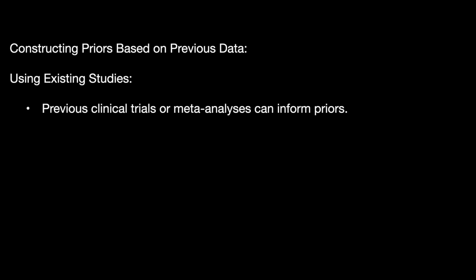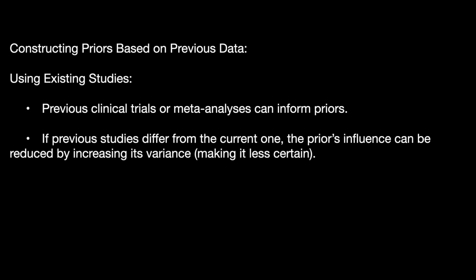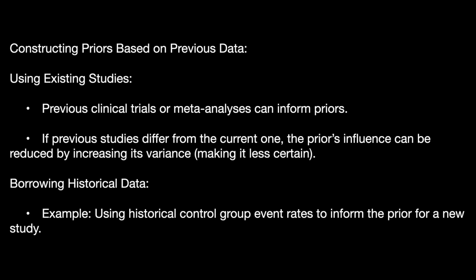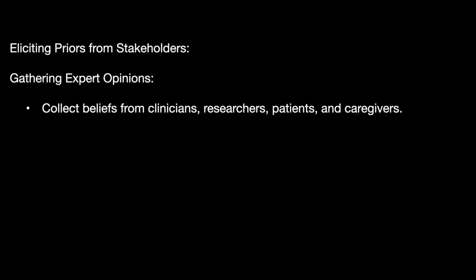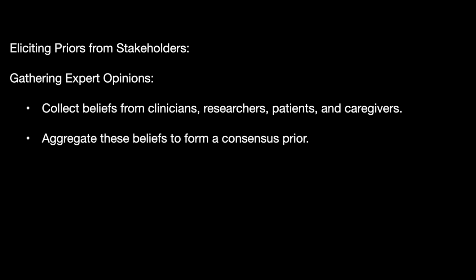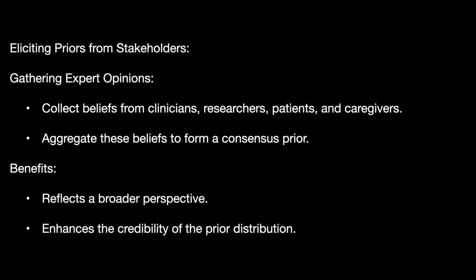Constructing priors based on previous data. So how do we make the priors? You look at the evidence that is available: the clinical trials, the meta-analyses. In previous studies, the prior's influence can be reduced by increasing its variance, making it less certain. Borrowing historical data can be done using historical control groups, their event rates, to inform the prior for a new study. Eliciting priors from stakeholders means gathering expert opinions: the clinicians, the researchers, the patients, the caregivers. Aggregate these beliefs to form a consensus prior. This reflects a broader perspective and enhances the credibility of the prior distribution.